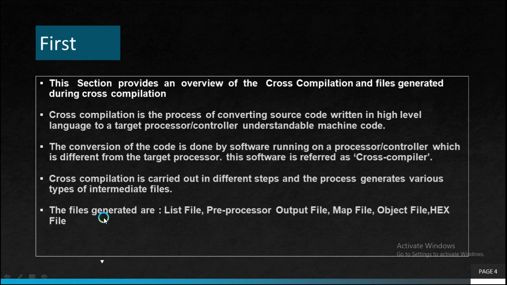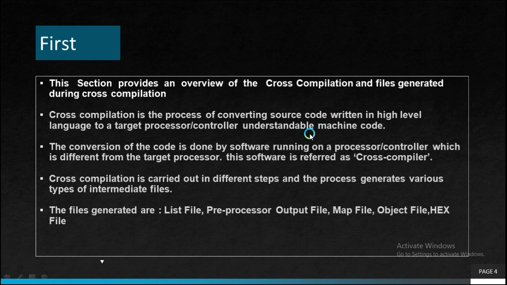Before I explain cross-compilation, what is compilation? Compilation means the process of converting source code to machine code. This machine code depends on the processor or controller in which the code is going to be executed. In general, we can say that converting source code written in a high-level language to target processor or controller understandable machine code is known as compilation.